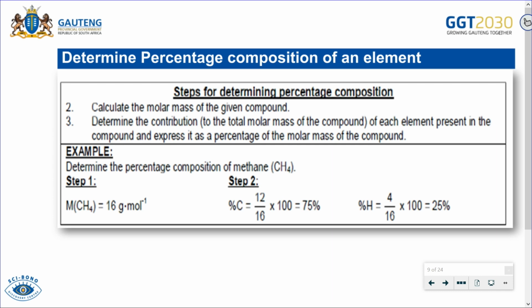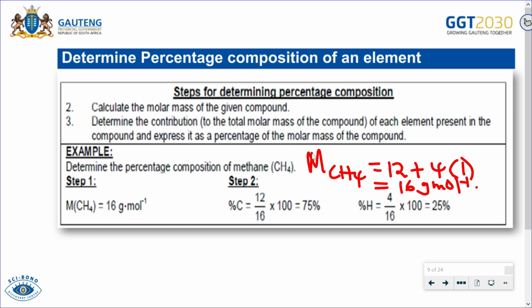So the first thing that you need to do here is to calculate the molar mass of the whole compound, which is your CH4. So the molar mass of CH4, which is methane: C, that is the carbon, and the relative atomic mass of carbon from the periodic table is 12, right? Plus you have 4 hydrogen atoms. The relative atomic mass of hydrogen is 1, so it will be 4 times 1. So what is 12 plus 4? It's 16 grams per mole.